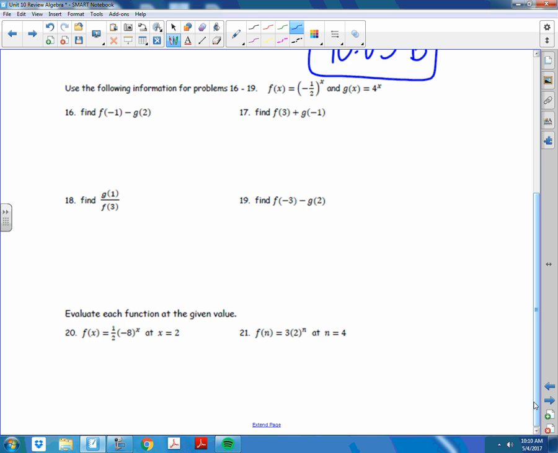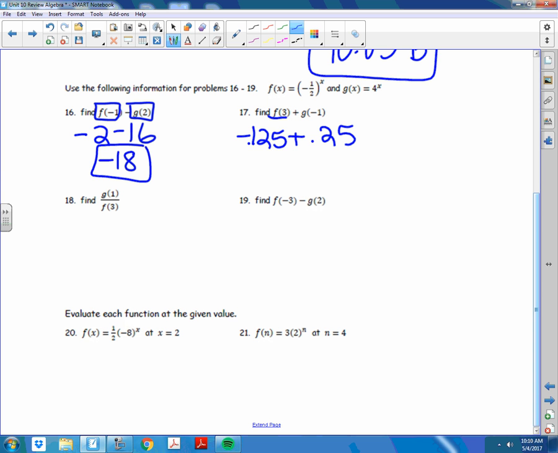Now, function notation, really quickly. Remember, guys, and this is for future as well, I still want you to do this one, and then subtract it. So in this case, we end up with -2 minus 16, which is -18. In this case, we end up with -0.125 plus 0.25. If you're not careful and you don't use a calculator, you might get a wrong answer. But if you use a calculator, you'll get positive 0.125.